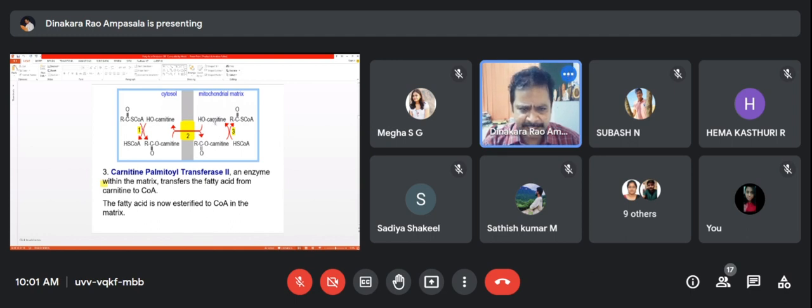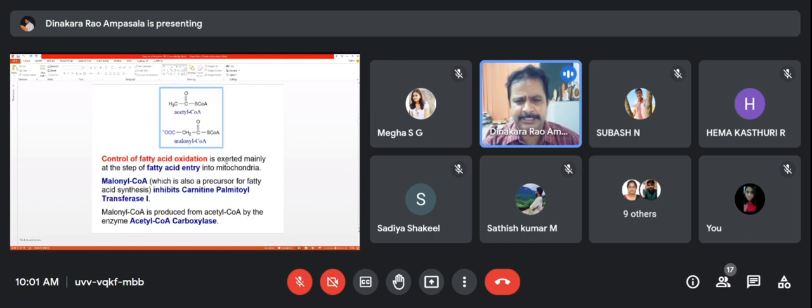This free carnitine goes back outside, and then carnitine palmitoyl transferase 1 uses the free fatty acid Acetyl-CoA molecule and ligates it with the carnitine molecule. So like this, it will be a cyclic reaction. The Acetyl-CoA molecule enters into the mitochondrial matrix, where beta oxidation will take place.